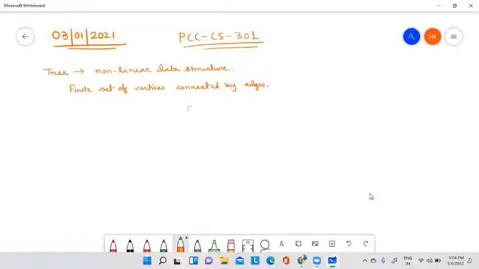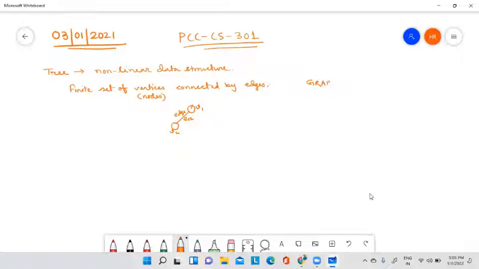These are actually called the vertices, or sometimes called nodes. The connection between two vertices is called the edge. So this is an edge, and these are vertices. Suppose this one is V1, this one is V2, and the edge between these two is called, say, edge A12.